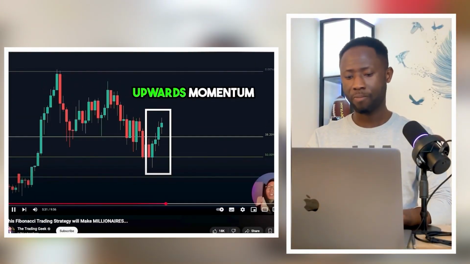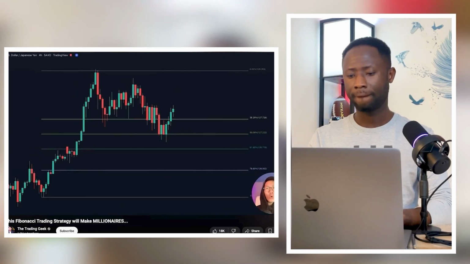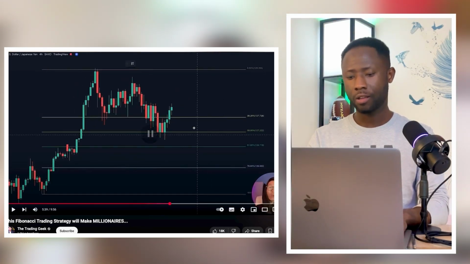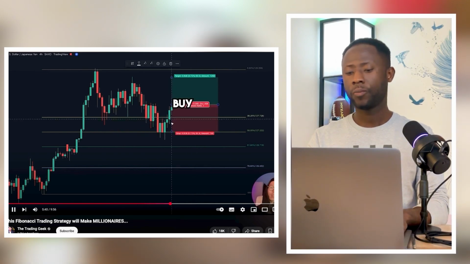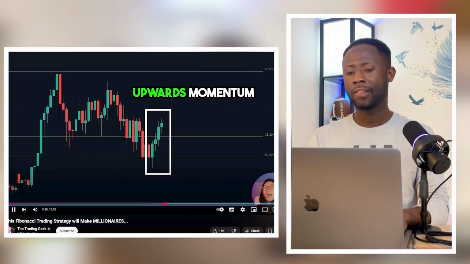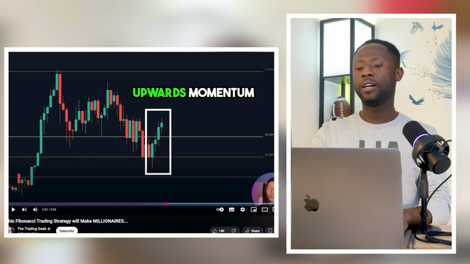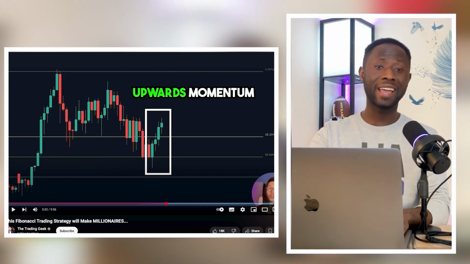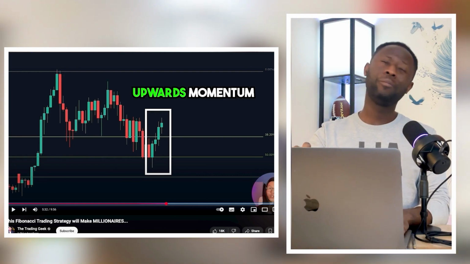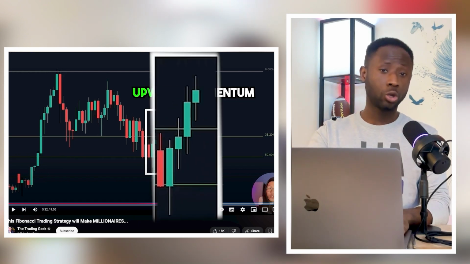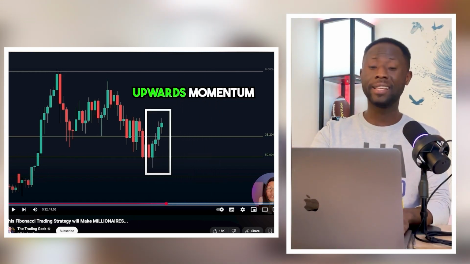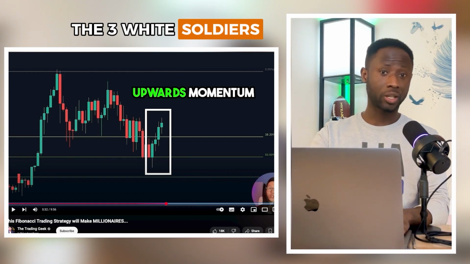Momentum, and this shows us that price is done retracing. So at this exact moment, this is when we enter for a buy position. Finally, right? So in this case in particular, the Trading Geek didn't talk about the pattern that was shown here. The pattern that was shown here is the three white soldiers, okay?